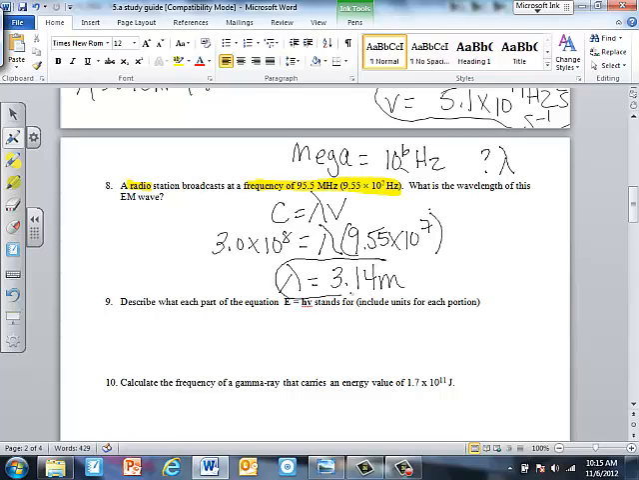Now just a note on significant figures, there's 3 sig figs in my answer because my data had 3 sig figs. We do not use the speed of light to limit our significant figures for these problems.